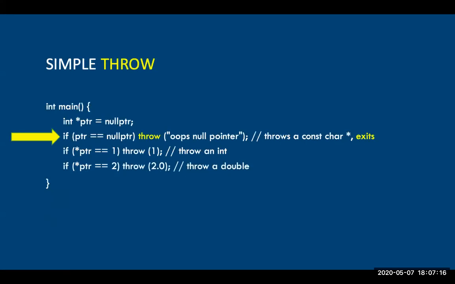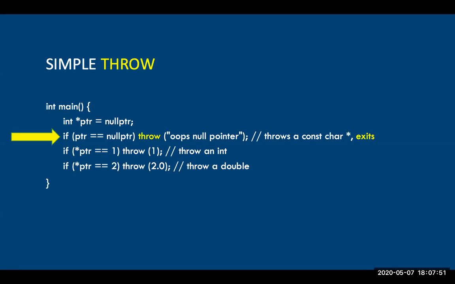So here's some simple examples, right? So we have a main program, we have a null pointer, and if we detect that we have a null pointer, we can just say throw, and we're going to throw a character string. Now in this case, we're throwing a message that says oops null pointer, but you can see here, there's no catcher for that throw. There's nobody here that's catching a pointer to a string or a const char. And so what will happen, you can always throw an exception, but it ends up being essentially very similar to an exit.